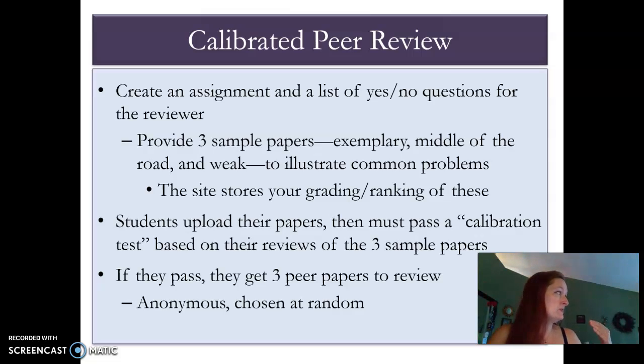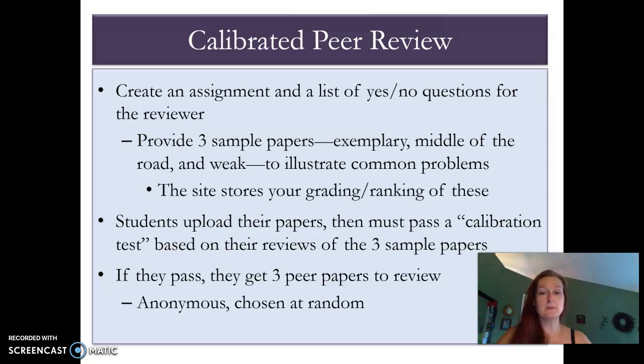You can actually do this if you teach the same class every fall. With the papers blinded, of course, and with the student's permission, you can choose real examples from previous semesters where you've taught this course. And then the site is going to store your grading and ranking of those papers.